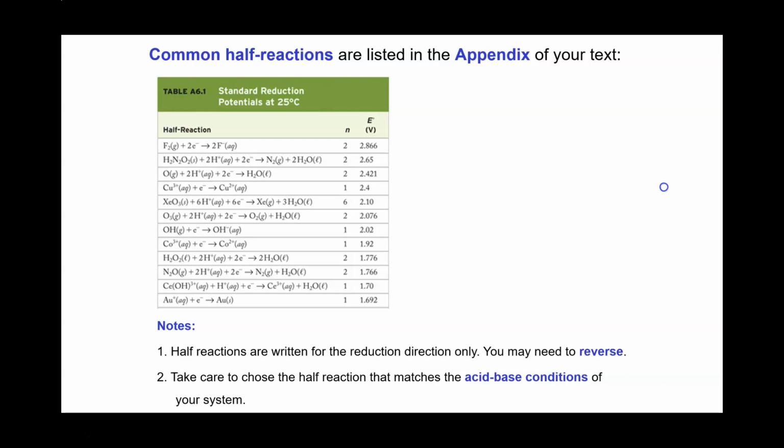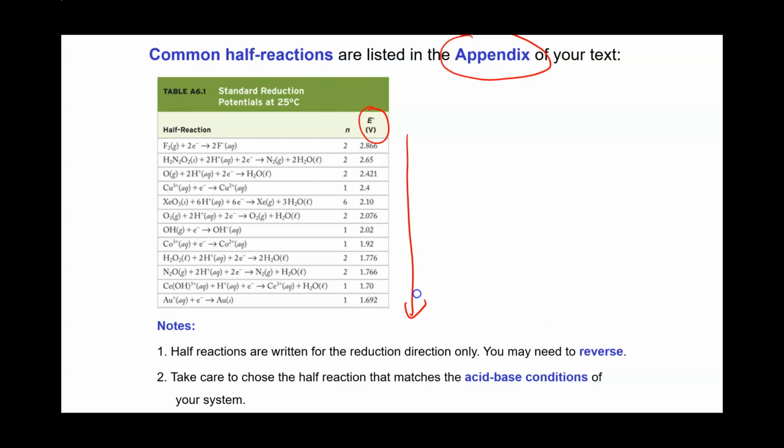There are a bunch of half reactions written out, balanced in your book. These appear in a couple of places. They appear in chapter 17, and they're in a slightly different order, and they also appear in the appendix. So the ones that appear in chapter 17 are listed in order of decreasing reduction potential, and we'll talk about that later on. The ones that are in the appendix are in approximately alphabetical order.